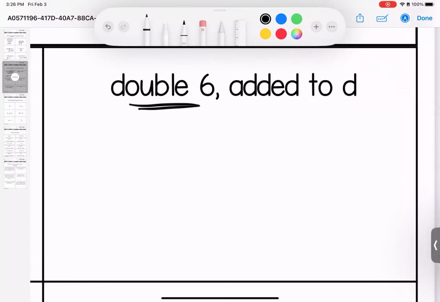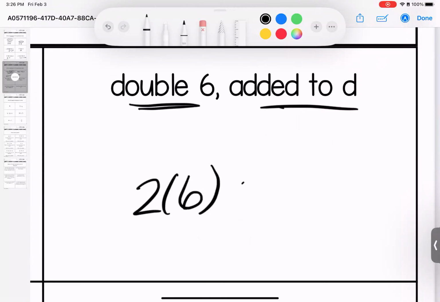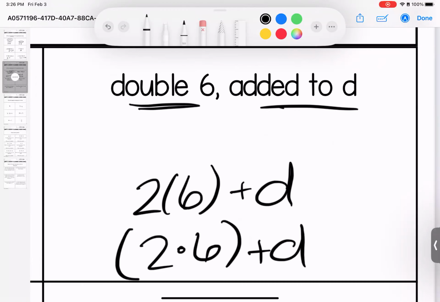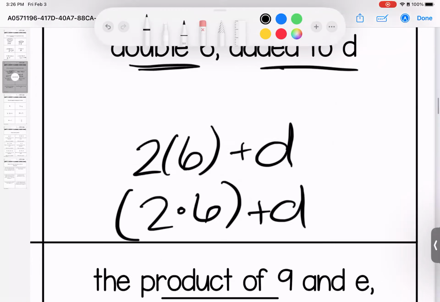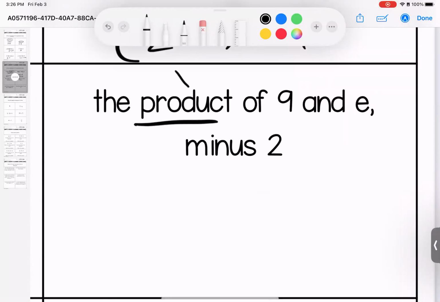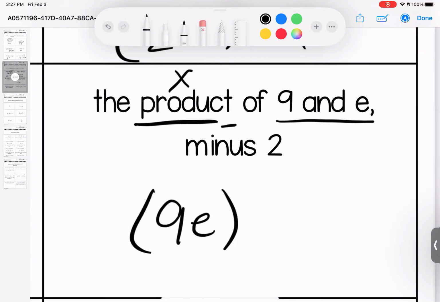Double 6 added to D. If we went to double 6 and then add it to D, it would look like this. Or we could also say 2 times 6 plus D, as long as 6 is doubled before it is added. The product of D and E minus 2. So we have, I'm sorry, not D and E, 9 and E. So we have 9 and E being multiplied together minus 2. Again, if we want this to happen after, we need to make sure that we have parentheses around them so that that is done before anything else.